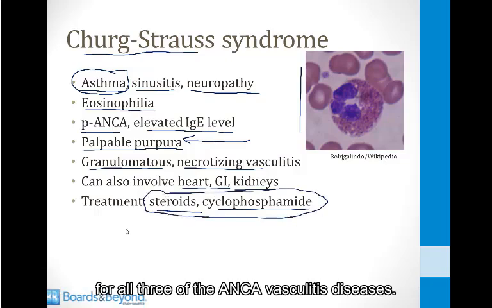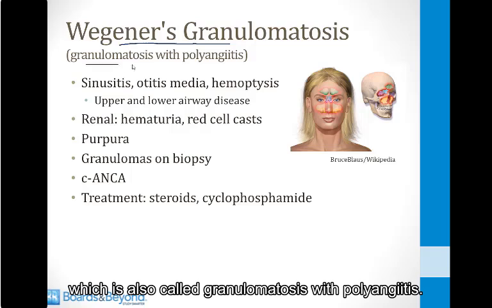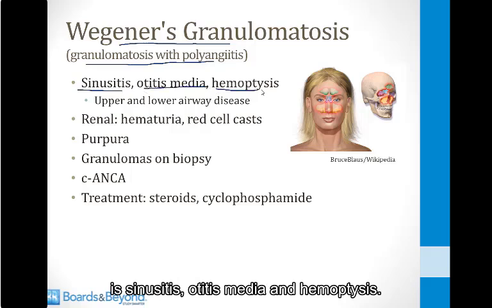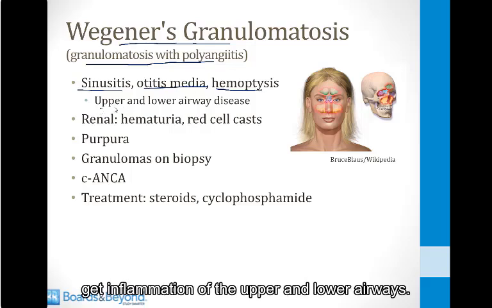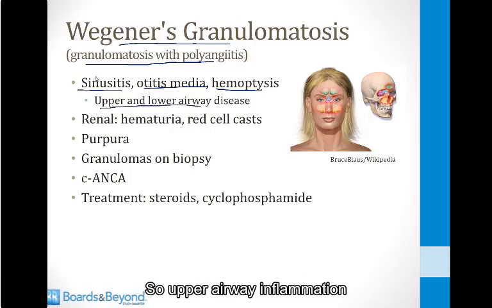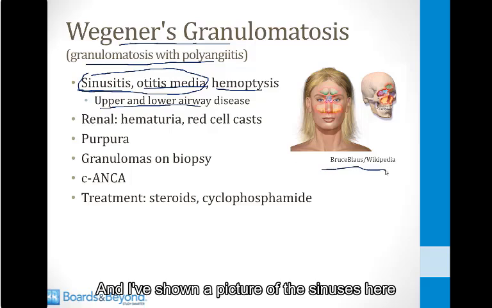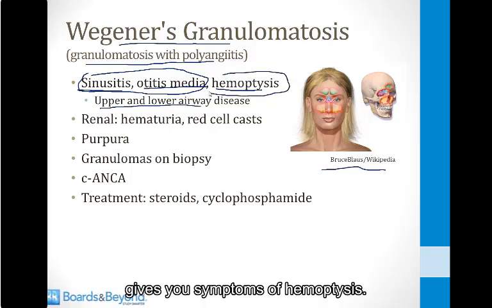The next ANCA disease is Wegener's granulomatosis, which is also called granulomatosis with polyangiitis. And the classic triad of symptoms here is sinusitis, otitis media, and hemoptysis, and that's because patients with this condition get inflammation of the upper and lower airways. So upper airway inflammation gives you sinusitis and otitis media, and I've shown a picture of the sinuses here to remind you of that, and lower airway inflammation gives you symptoms of hemoptysis.